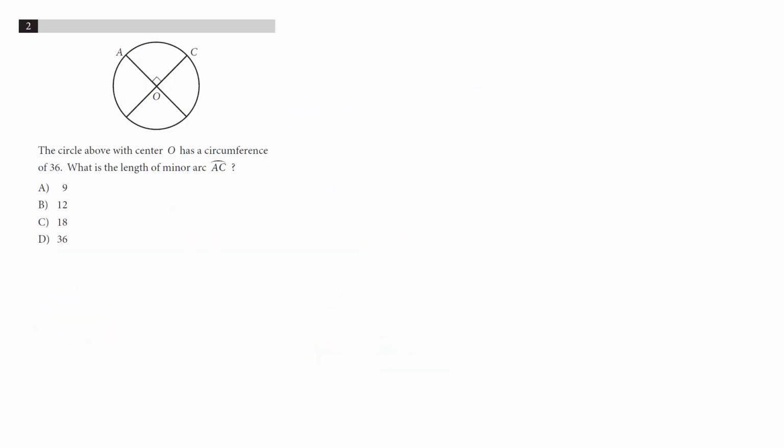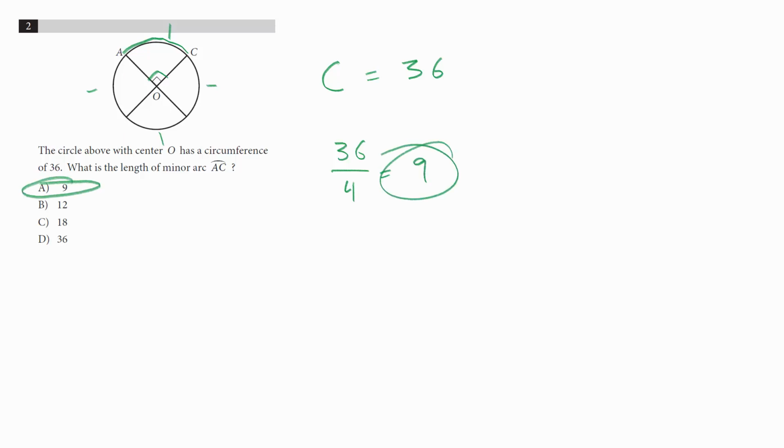Number 2. The circle above with center O has a circumference of 36. What is the length of minor arc AC? So minor arc AC is this one up here, and since this is a right angle, each one of these arcs will be equal. So if the total circumference equals 36, each of these arcs is going to be an equal portion of that 36. If we divide that 36 into 4 equal parts, we get that each arc has a length of 9, which means that A is the answer.